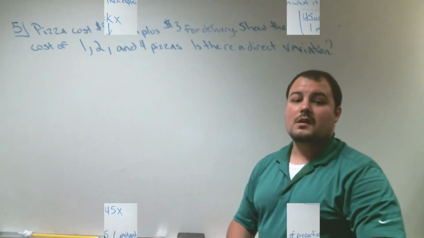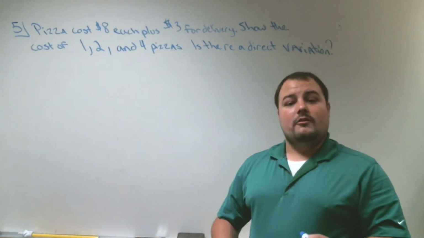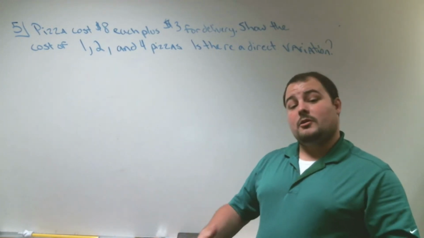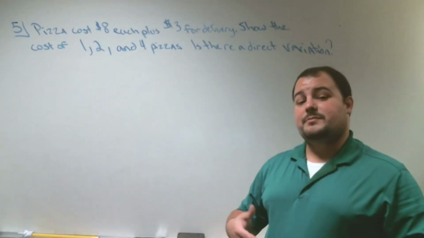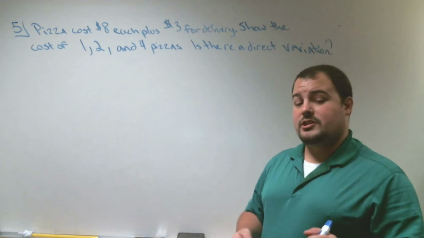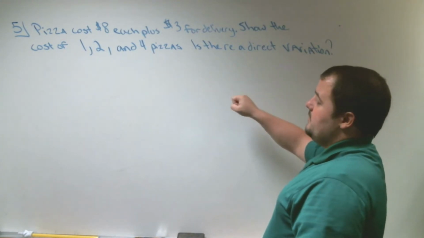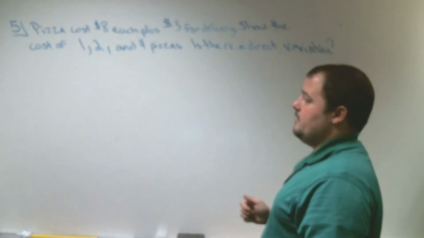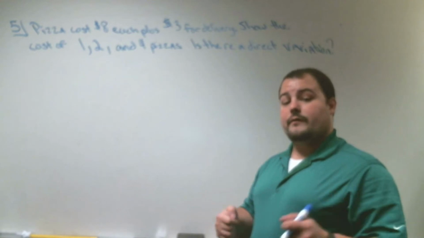Let's keep going. In example 5, we're going to read a story problem, and we're going to set this up differently. Right now, we've looked at graphs, and we looked at equations. So now we're going to change it up, and we're going to look at something else to be able to tell whether or not a direct variation does exist. So here it says pizza costs $8 each plus $3 for delivery. We need to show the cost of buying 1 pizza, 2 pizzas, or 4 pizzas.